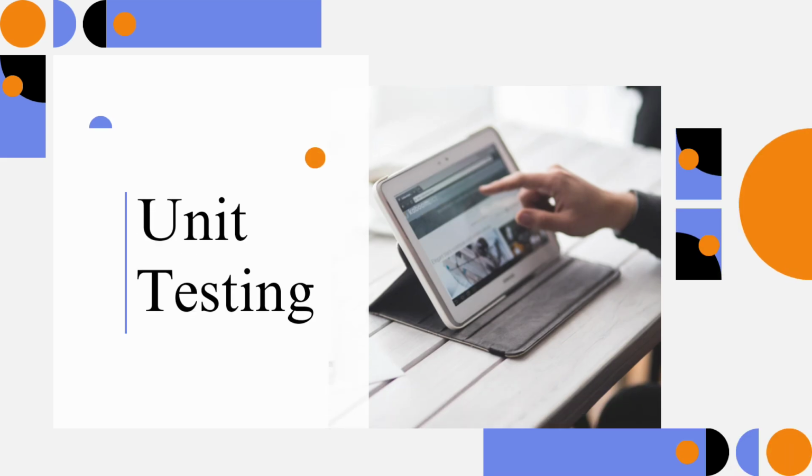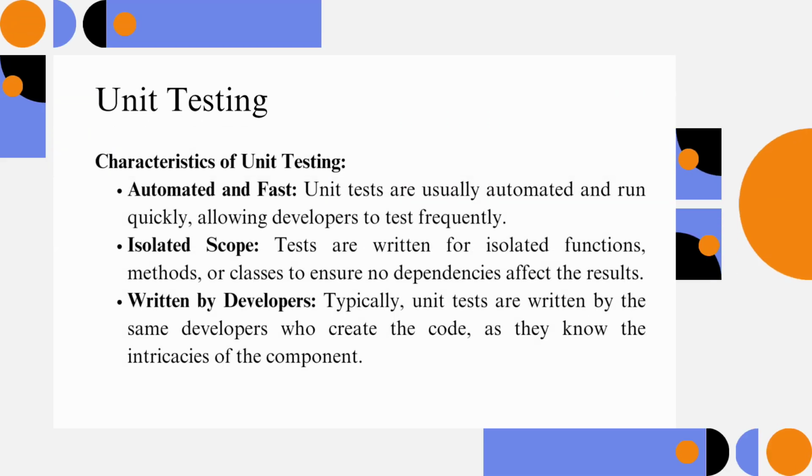Unit testing. Definition. Unit testing is the process of testing individual components or modules of a software application in isolation. It focuses on verifying that each part of the code performs as expected. Unit tests are generally written and run by developers and are crucial during the early stages of development to catch bugs before the code is integrated into larger systems.